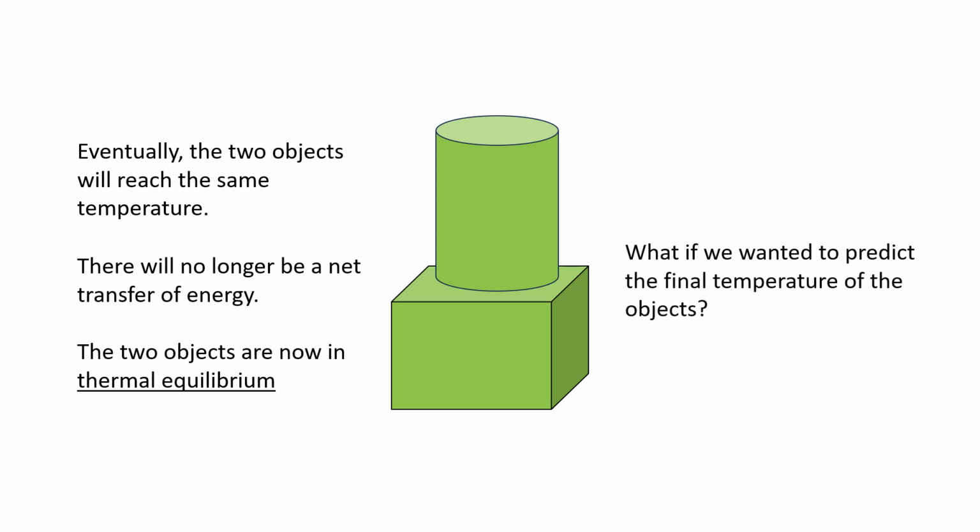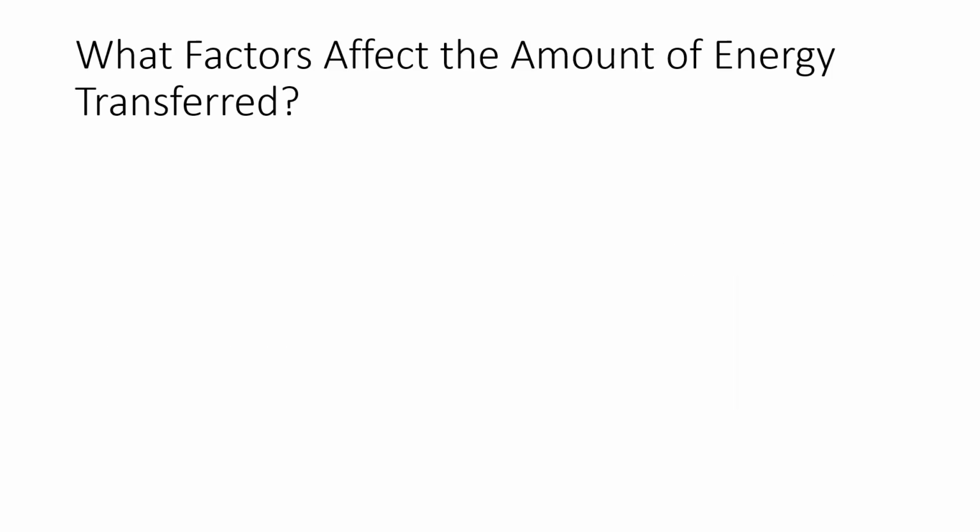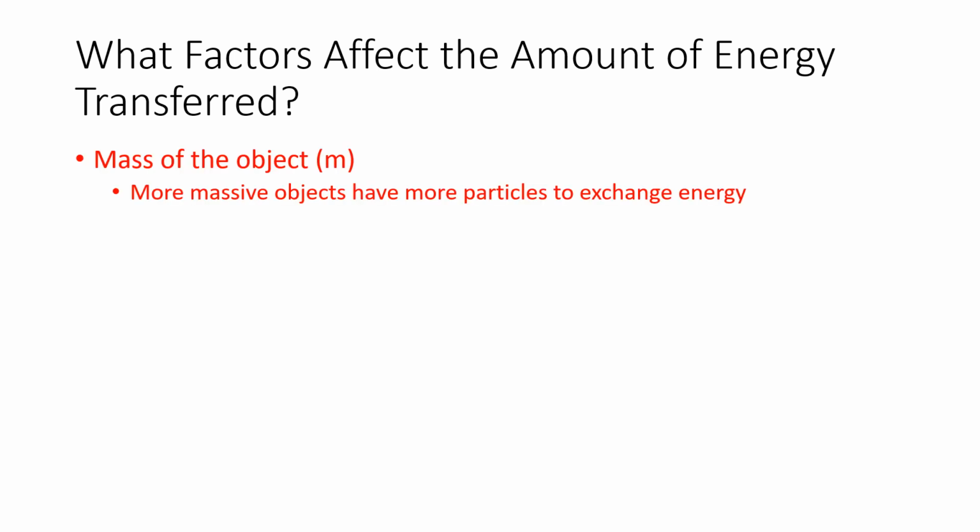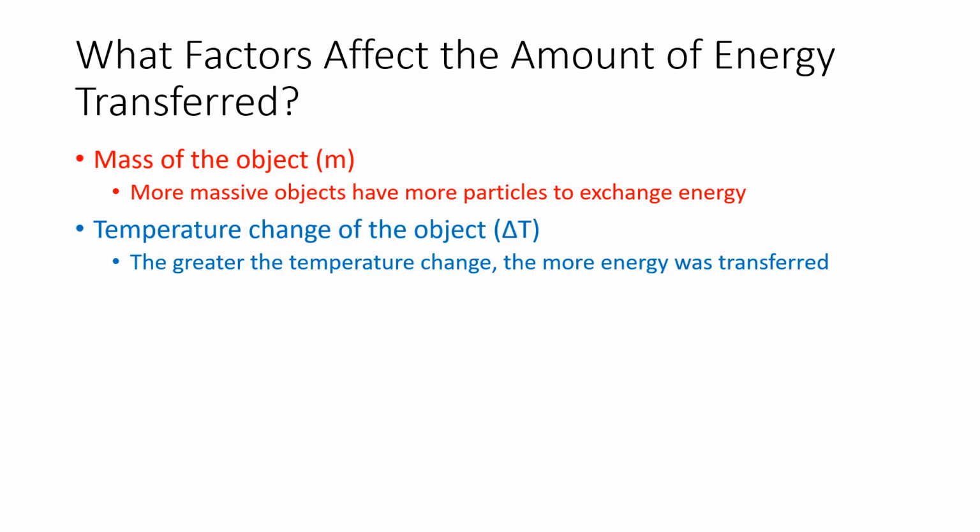So today's question: what if we wanted to predict the final temperature of those two objects? How could we figure out where they're going to meet? What final temperature will they have? Let's talk about the factors that affect the amount of energy transferred during a heating and cooling process. The first factor is going to be the mass of the object, just how big it is. More massive objects have more particles that can transfer energy with each other.